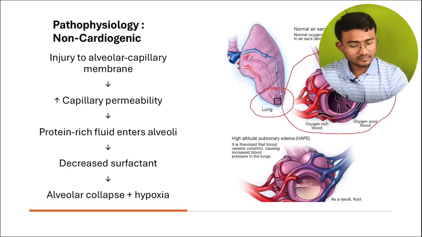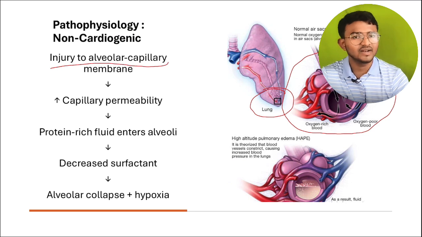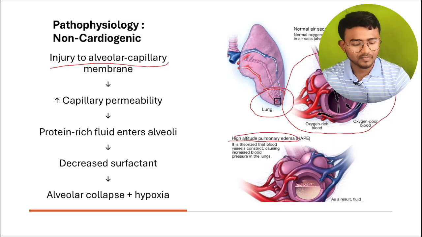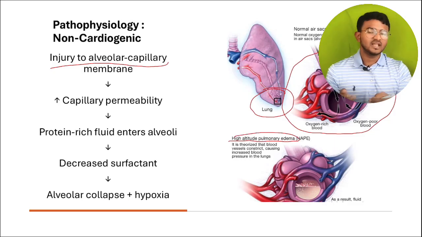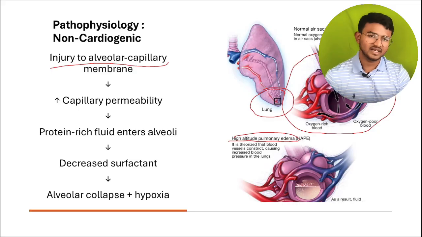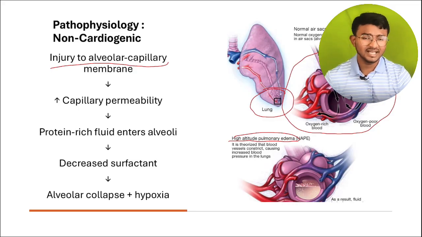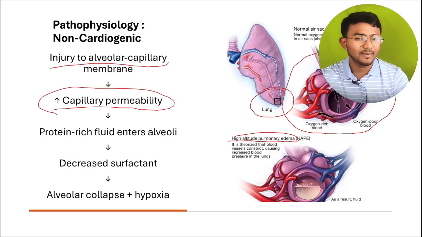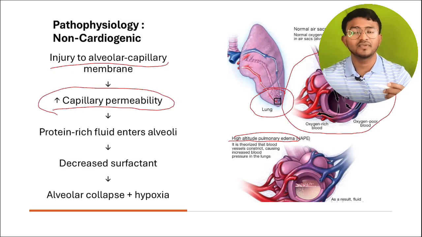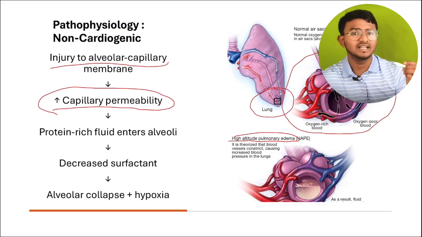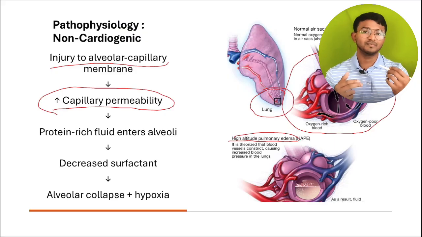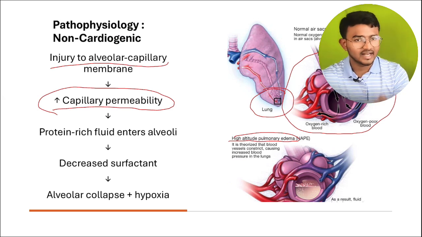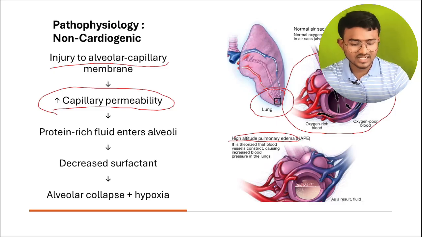But here, if an injury happens to the alveolar capillary membrane, we can see conditions like high altitude pulmonary edema, which we already discussed, or sepsis, or acute respiratory distress syndrome, or neurogenic pulmonary edema. These are the things that cause non-cardiogenic pulmonary edema. Here the capillary permeability will increase. For example, dengue also has increased capillary permeability, and it can lead to conditions like tuberculosis or dengue, or HAPE.